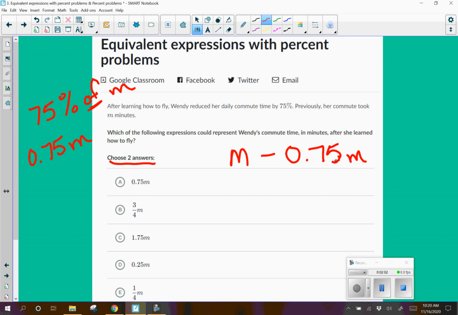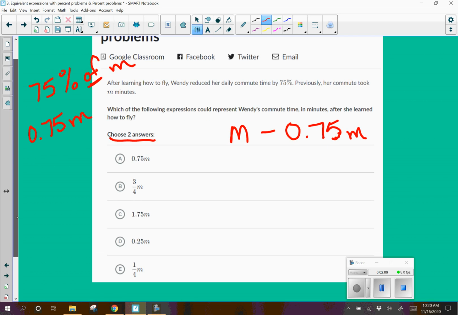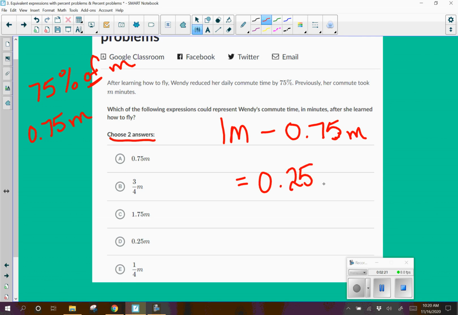So the correct answer here is going to be m minus 0.75m, which, let's think about this. If I have a variable by itself, it's understood that there's a 1 in front of it. So if I take 1m and I subtract 0.75m, that's going to leave me with 0.25m, which I can see that answer choice D looks just like that. And if you think about it, what is 1/4 as a decimal? 0.25m. So D and E say the same thing.